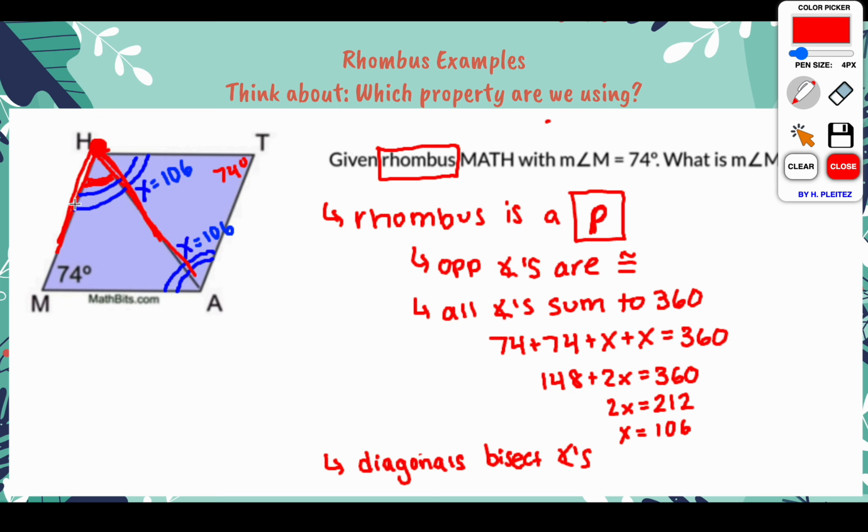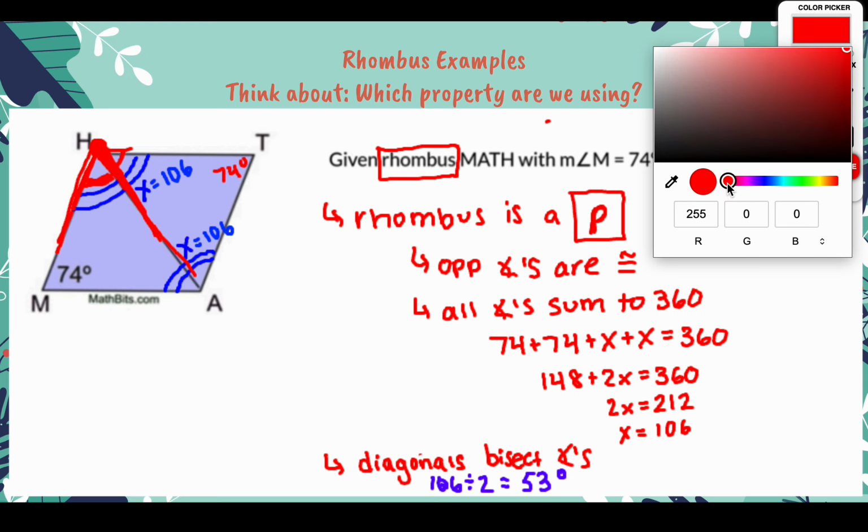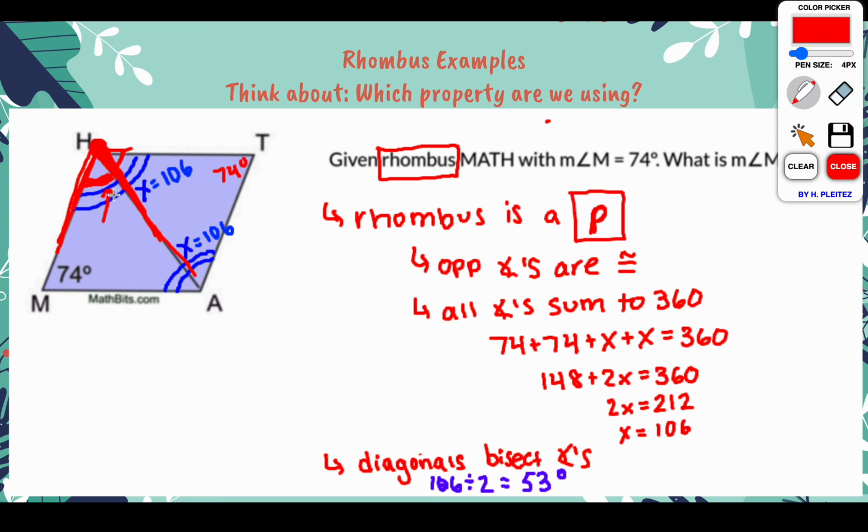So what I know is that this angle MHA right here is going to be congruent to angle THA, which is right here, right? I know that that diagonal is splitting that big angle into two congruent parts, and I know the entire angle is 106 degrees. So if I take that 106 and divide by 2, I'm going to get what each side is equal to, and that's going to be 53 degrees. So then I know in red that this little angle is going to be 53 degrees, and this little part here is also going to be 53 degrees.